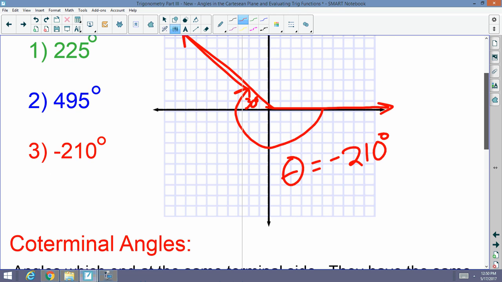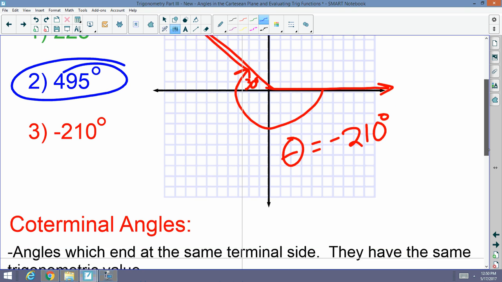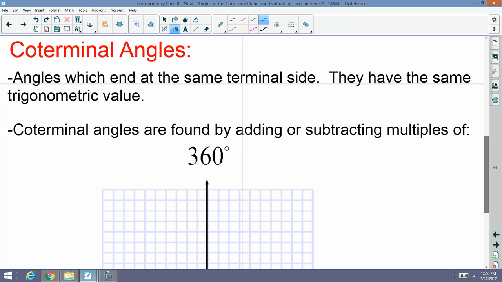Now, real quick, do you remember the 495, guys? How I wrapped around one whole time? Keep that in mind. We're going to talk about coterminal angles. Think about the name, guys, coterminal. Coterminal angles mean that they end at the same exact spot. So if they end at the same exact spot, that means they're going to have the same exact reference angle. If they have the same exact reference angle, that means they're going to have the same exact trigonometric functions.